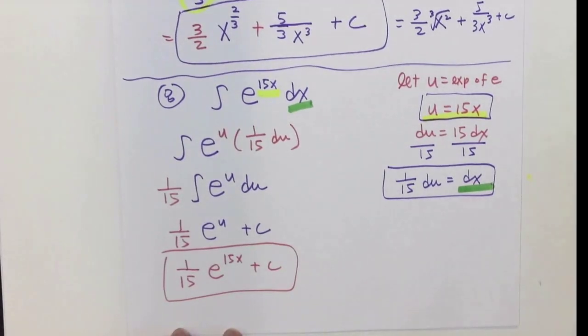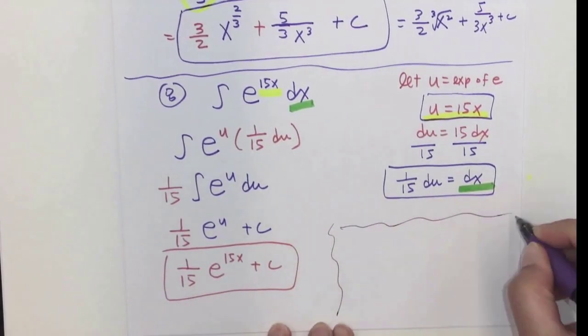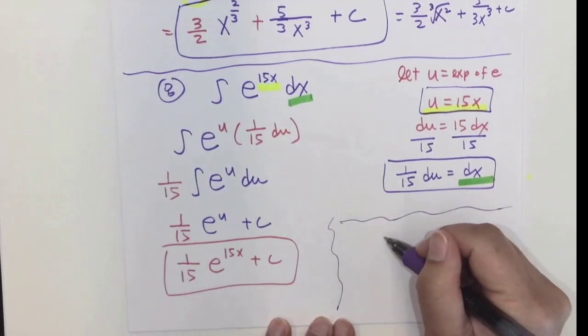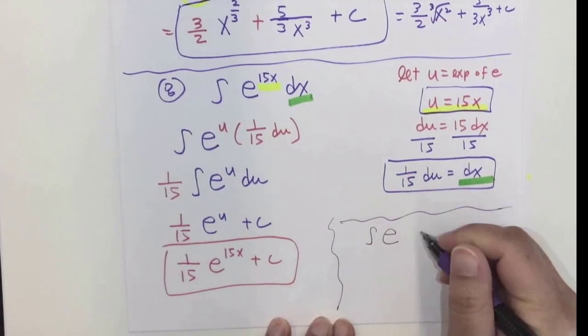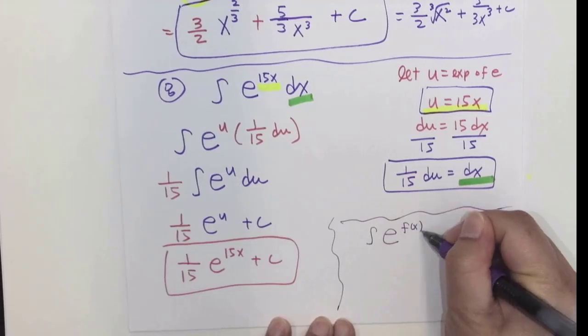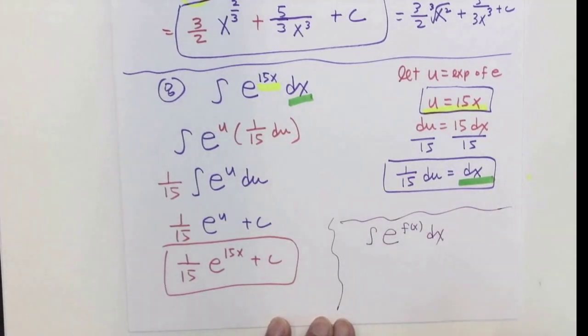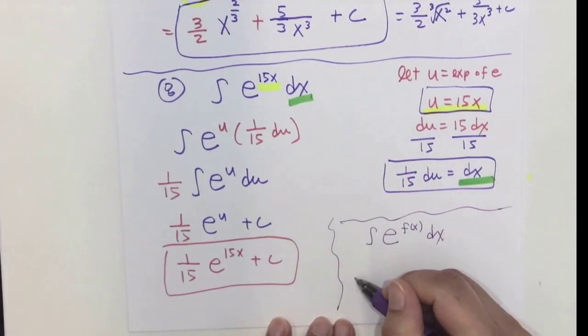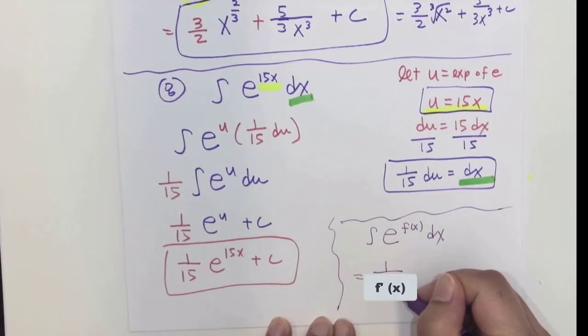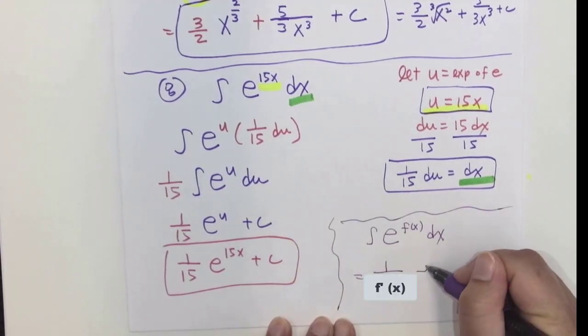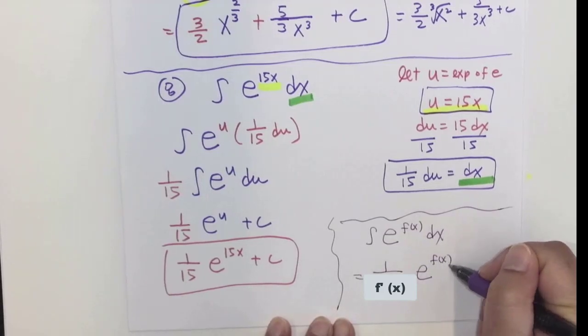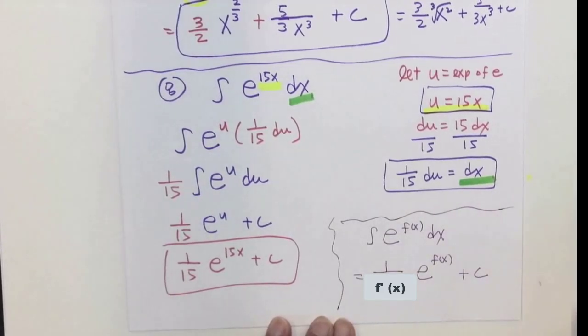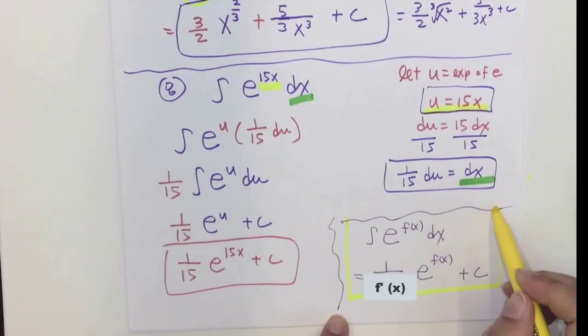There is a shortcut some of the students like to use. I'm just going to talk about it briefly in case that interests you. This only works for the integral of e raised to a function dx. The way it works is it will become 1 over the derivative of the function, and then e raised to the function, adding c. So this is considered a shortcut because you don't have to do substitution at all.